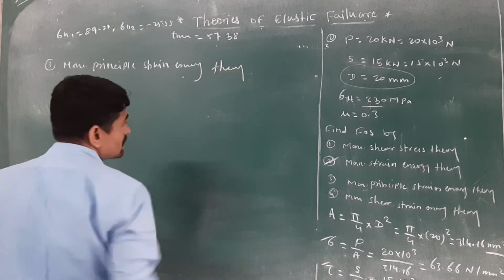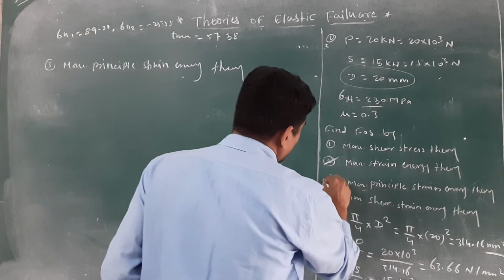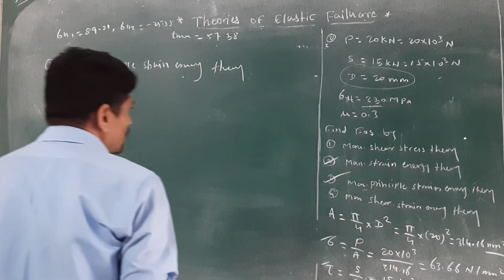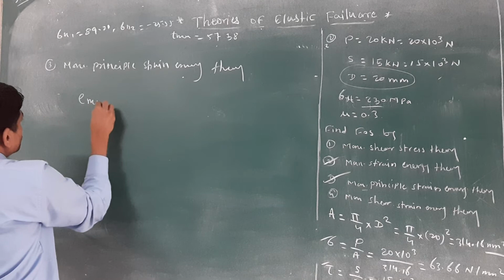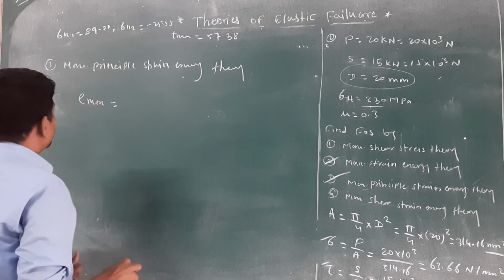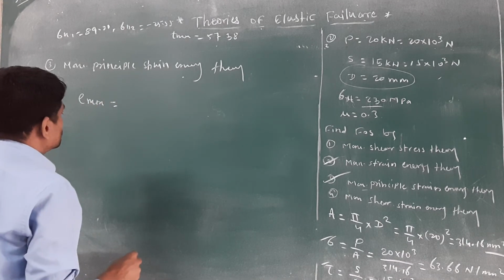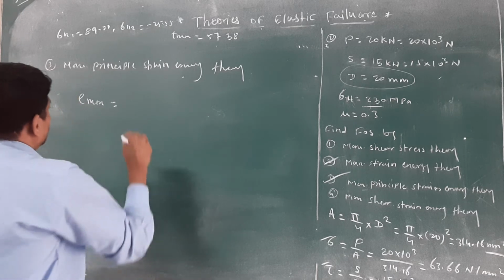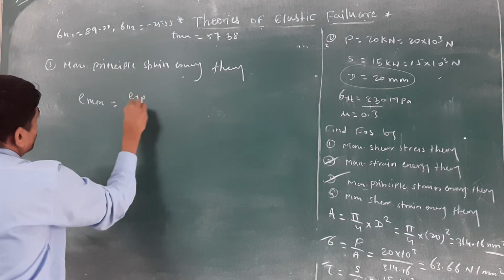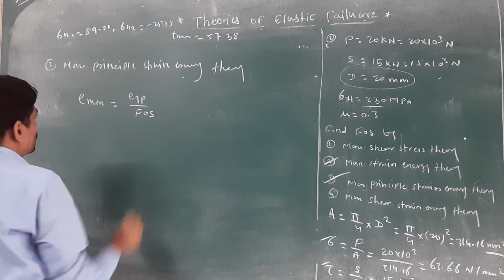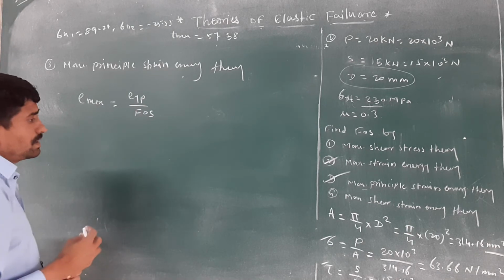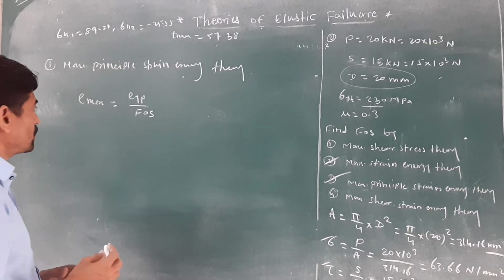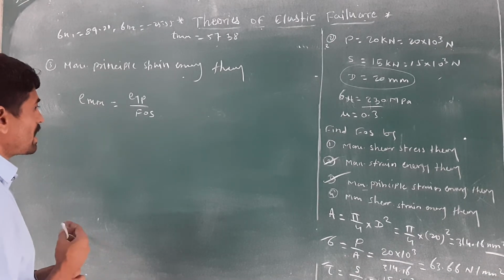Maximum principal strain energy theory. Third one, maximum principal strain energy theory. Strain is related to the maximum principal strain. It is denoted by Emax. Emax is equal to, we can write, EYP divided by factor of safety. Again, Emax is equal to, we know that the member is subjected to uniaxial, biaxial, triaxial stresses.